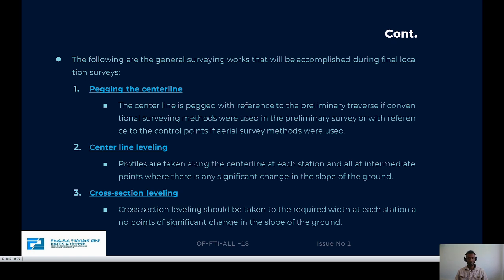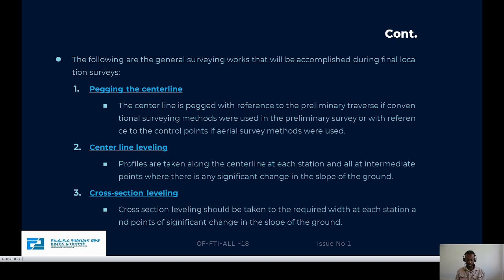In the final location survey, generally the first step is pegging the center line. The center line is pegged with reference to the preliminary traverse if conventional survey methods are used, by using total station or GPS, and also using aerial survey methods. The other is center line leveling. The longitudinal profiles are taken along the center line at each station and at intermediate points where there is any significant change in the slope of the ground, and also cross-sectional leveling.